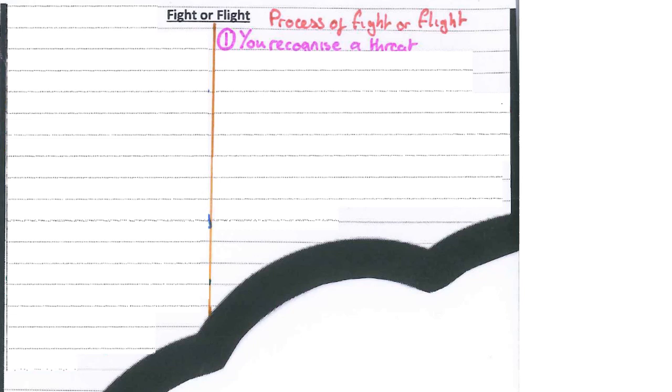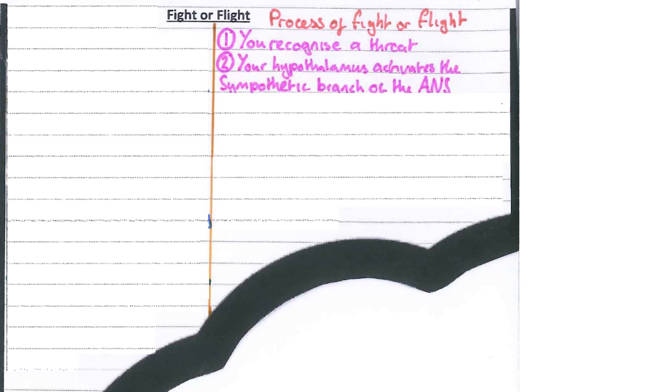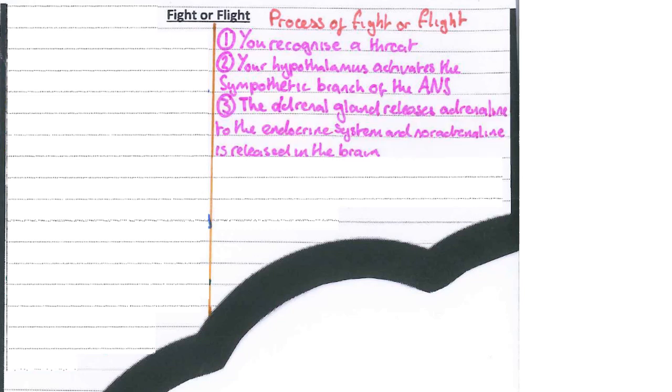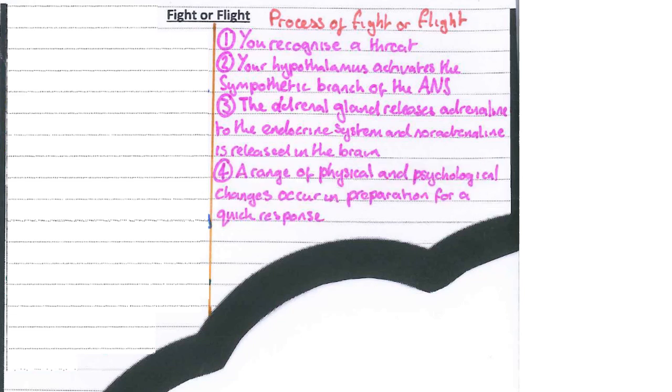So this could be perhaps a lion jumping out from some grass or something like that. Once that happens, your hypothalamus is going to go into overdrive. Very quickly, it's going to activate the sympathetic branch of the autonomic nervous system. So if you remember, that's what we looked at in the first video. Once this happens, the adrenal gland is going to release adrenaline into the endocrine system, and noradrenaline is going to be released in the brain. And we're going to look at the effects of both of those hormones in one moment.